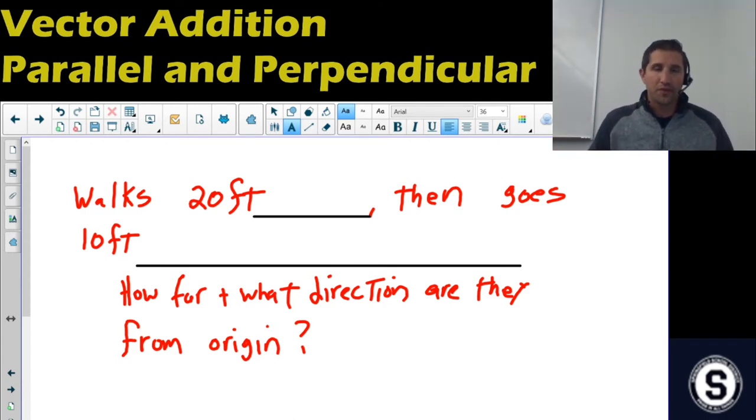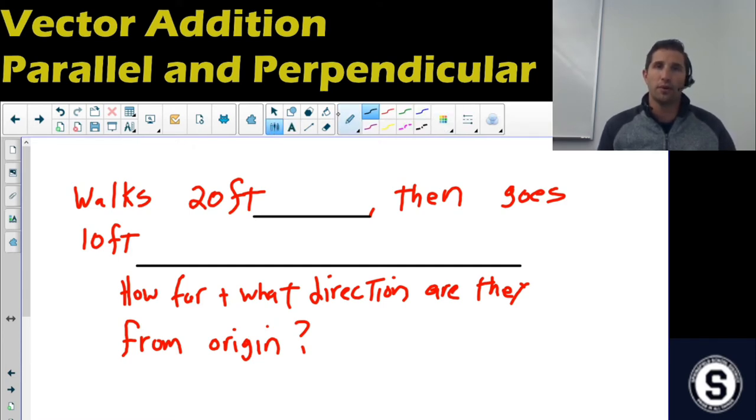In this first one here, you can see it says walks 20 feet blank, then goes 10 feet blank. And it says how far and what direction are they from their origin. So I want to talk about a few what if scenarios. Let's say the person starts out by going 20 feet east, and then 10 feet also east. How far and what direction are they from their origin?